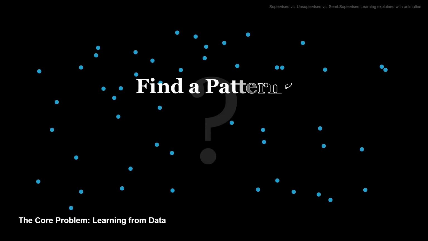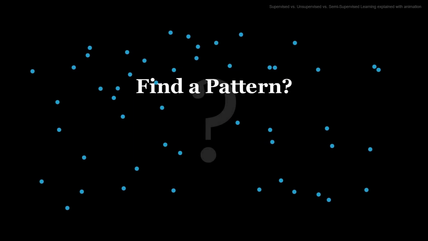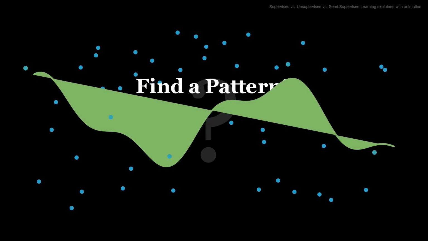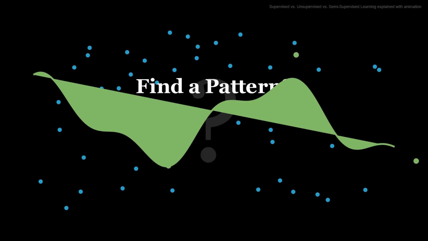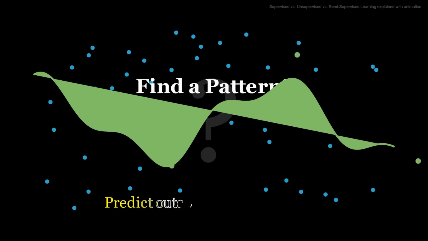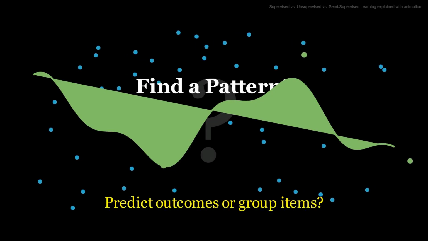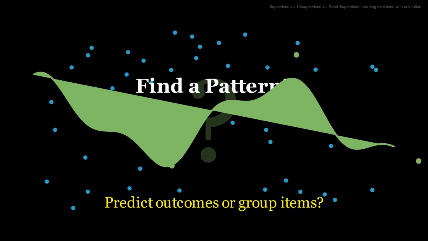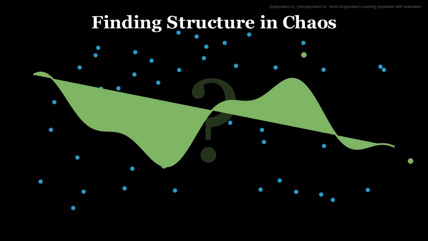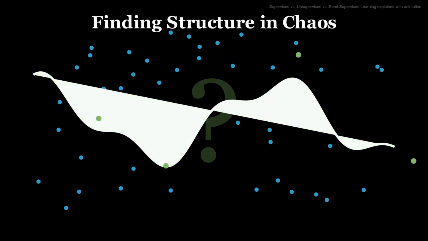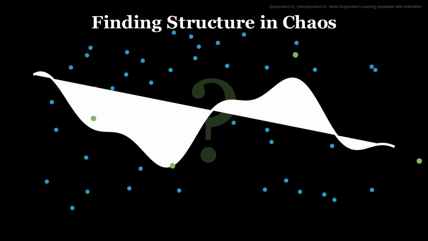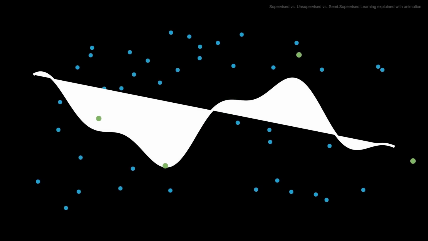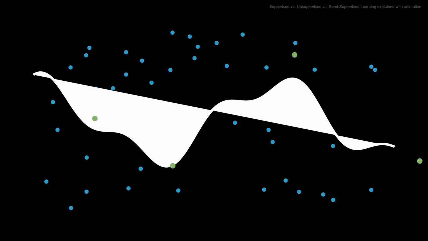So, we have our data, but what do we do with it? The core problem in machine learning is figuring out how to extract meaningful patterns or relationships from this raw information. Can we predict future outcomes based on past data? Can we group similar items together? This challenge of finding structure and making sense of seemingly random points is what the different types of machine learning aim to solve. Each approach tackles this fundamental problem with a unique strategy.